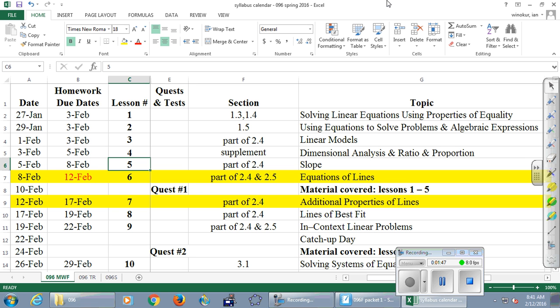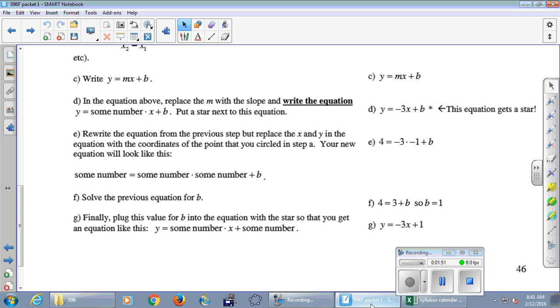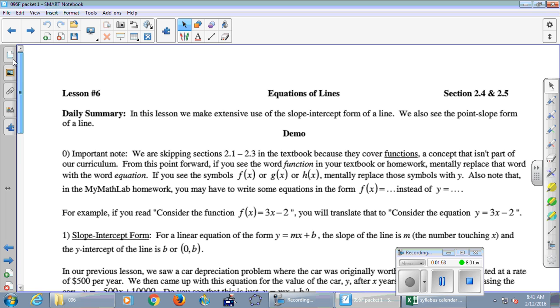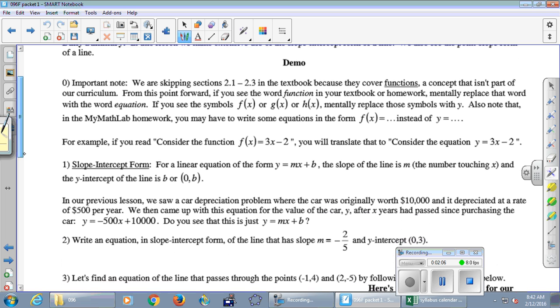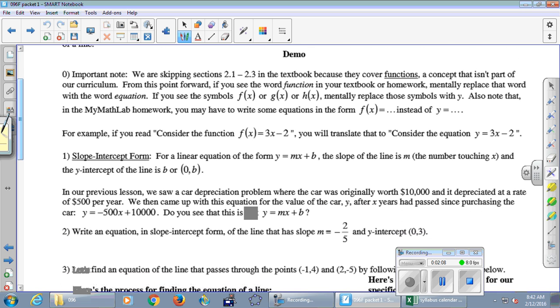So that's the plan, and let's jump in on page 46. So here we go, daily summary. In this lesson, we make extensive use of the slope-intercept form of a line. We also see the point-slope form of a line. Number 0 here is an important note. We are skipping sections 2.1 to 2.3 in the textbook because they cover something called functions, which is a concept that isn't part of our curriculum.